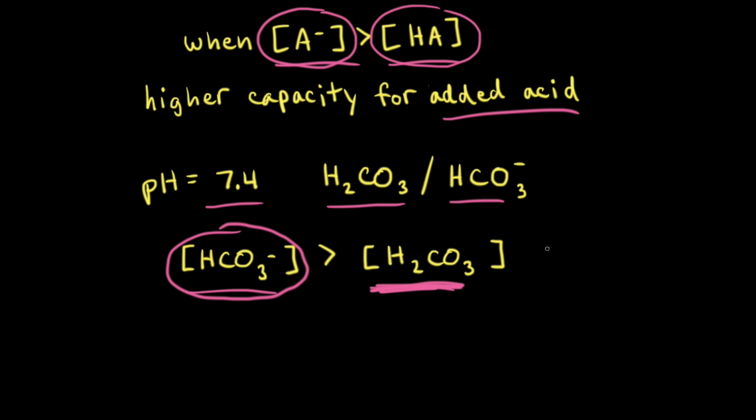The reason why the buffer system needs to have a higher capacity for added acid is because the products of metabolism that enter the bloodstream are mostly acidic, and therefore the bicarbonate anion can react with those acidic products and neutralize them. Therefore, the buffer system is able to resist large changes to the pH of blood.